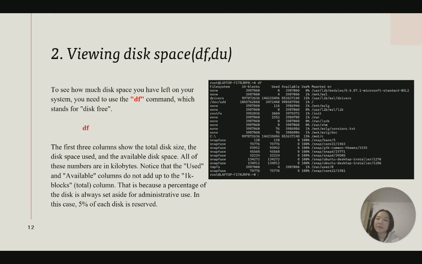Two, viewing disk space. To see how much disk space you have left on your system, you need to use the df command, which stands for disk free. The first three columns show the total disk size, the disk space used, and the available disk space. All of these numbers are in kilobytes. Notice that the used and available columns do not add up to the 1K-blocks total column. That is because a percentage of the disk is always set aside for administrative use. In this case, 5% of each disk is reserved.